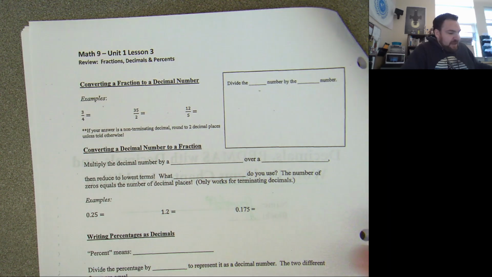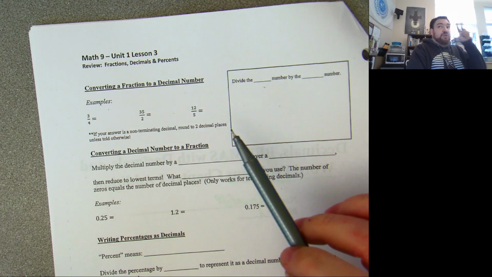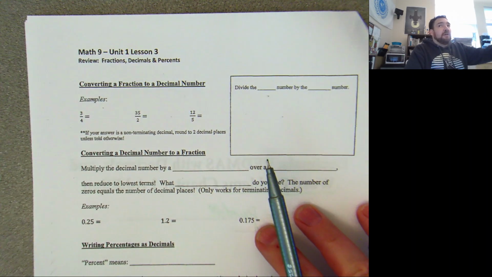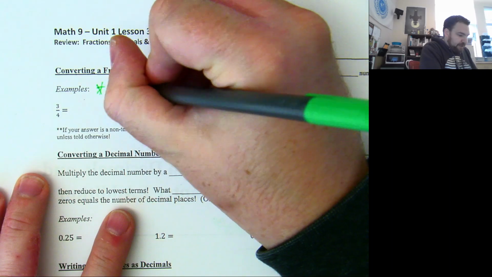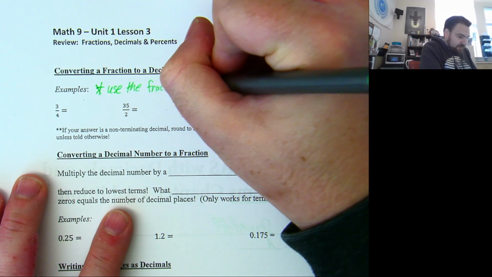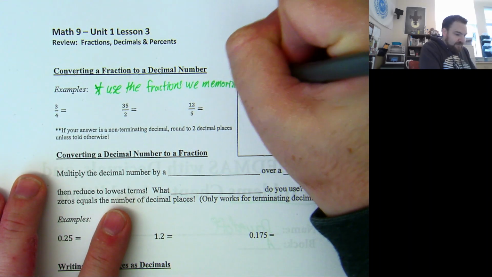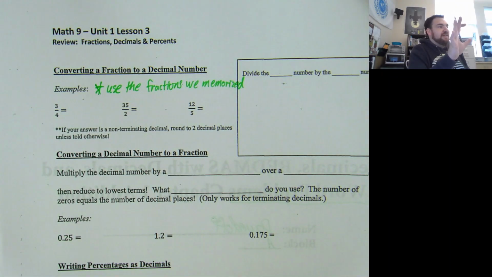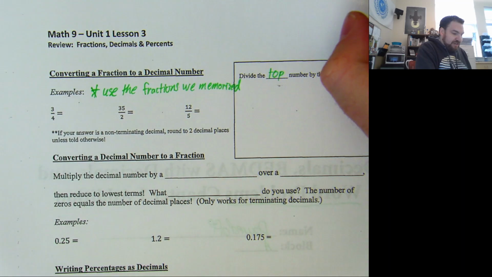Okay, so recall converting a fraction to a decimal. We kind of did this already. When you're converting a fraction to a decimal, there's two options you have. Either I've given you nice values and we're going to use the fractions we memorized, or if you have forgotten and you just like maximum chaos math, you divide the top number by the bottom number. You actually do the division.